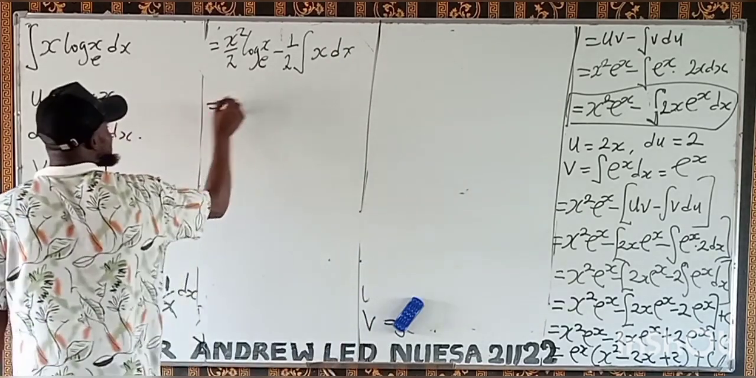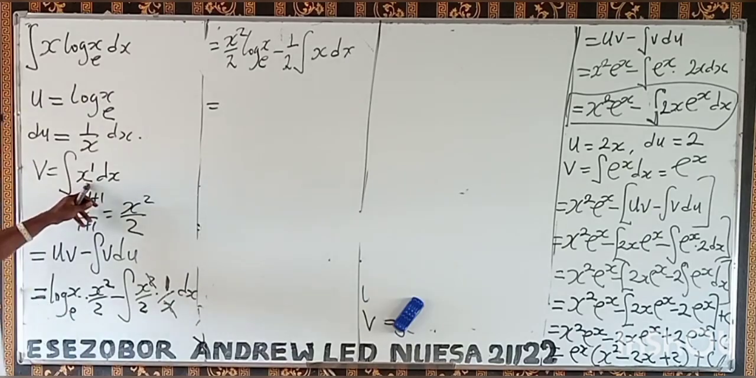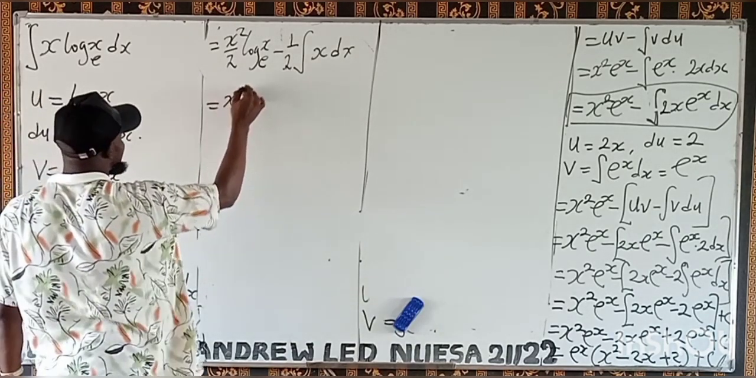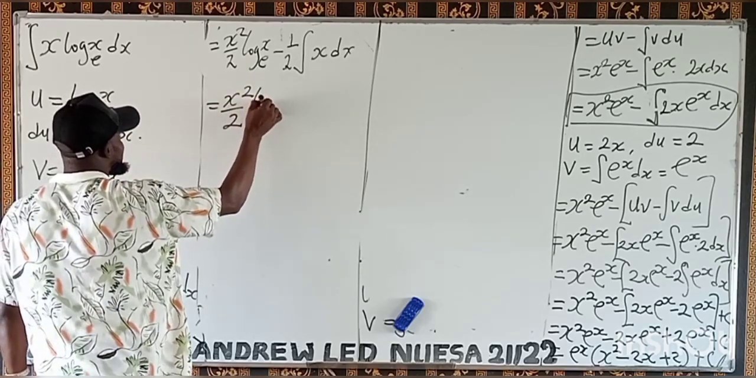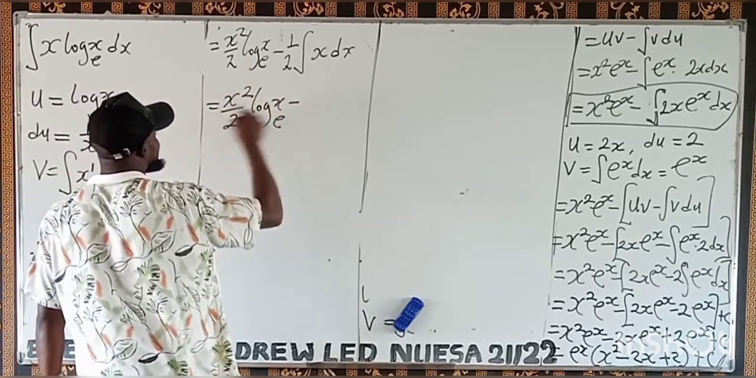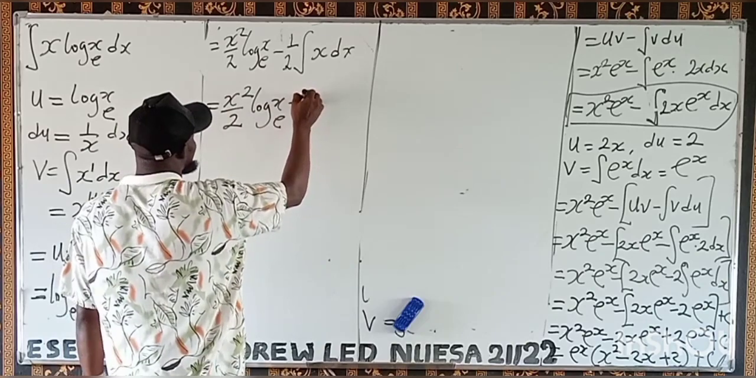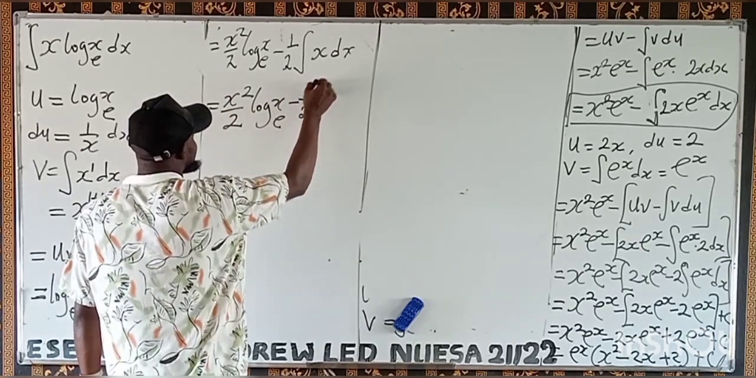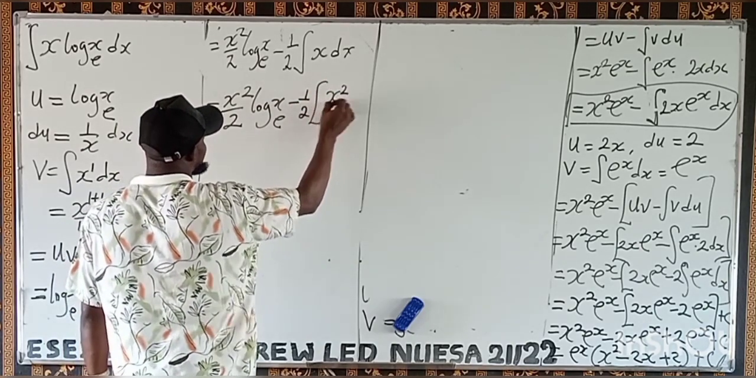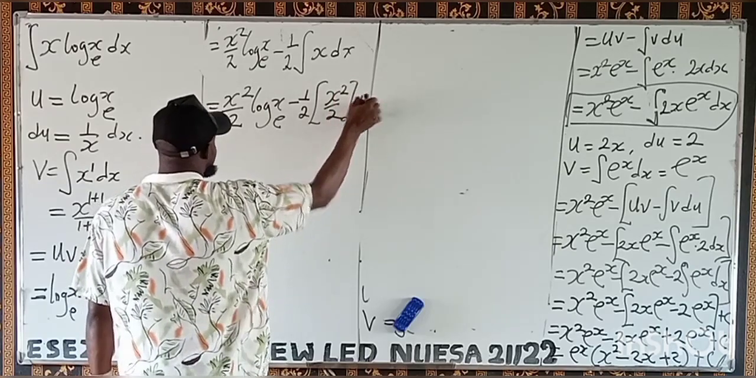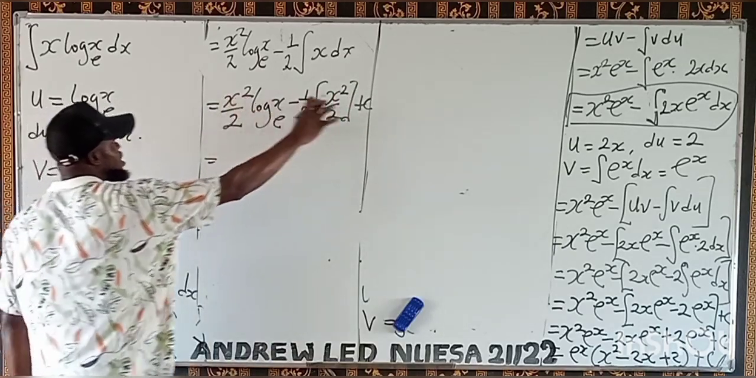So if you integrate s ds, remember it's s over 1. We don't manipulate if it's 1. So we're going to have s squared over 2 log x to base e minus 1 over 2. Integrate this now, we're going to have s squared over 2 plus c. So if you check, we have s squared over 2 here, we have s squared over 2 here.